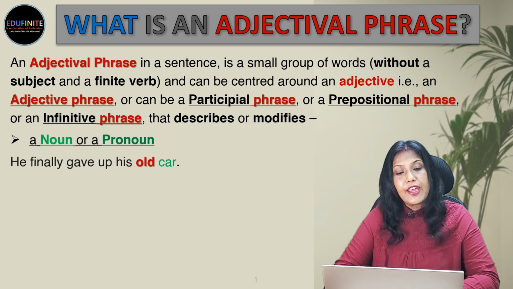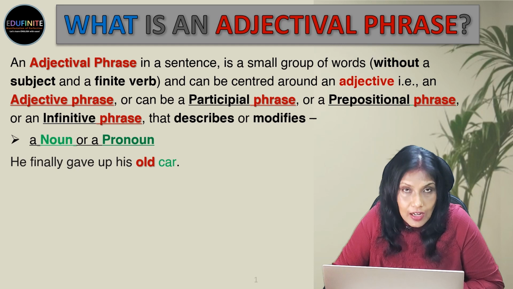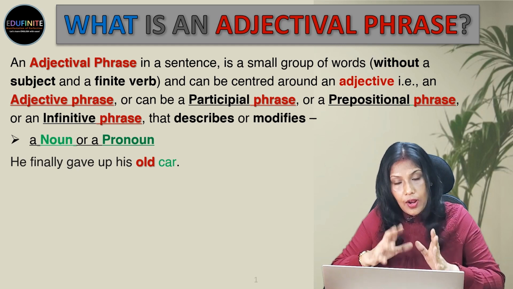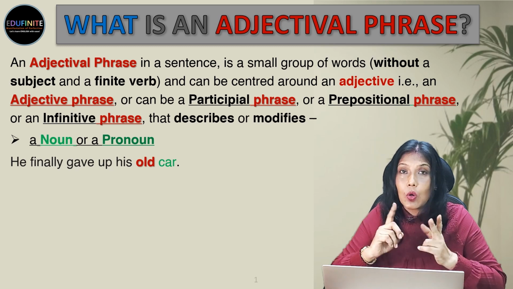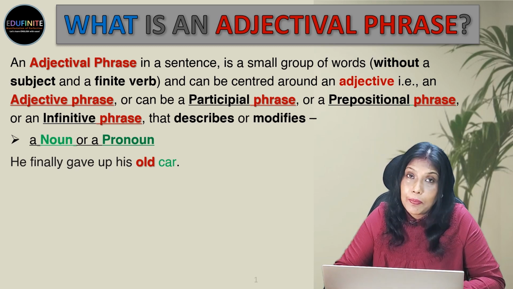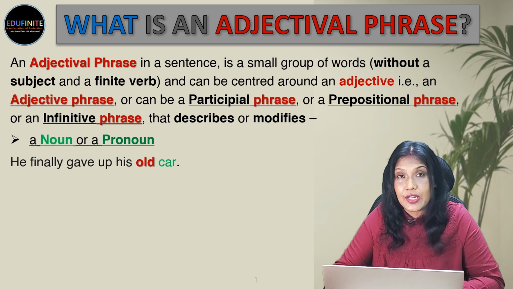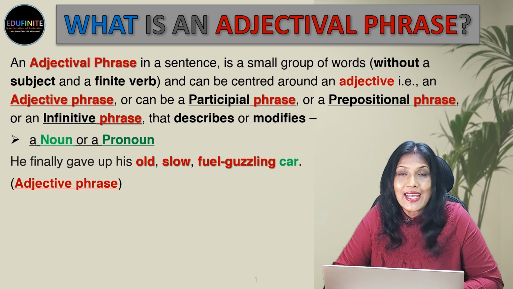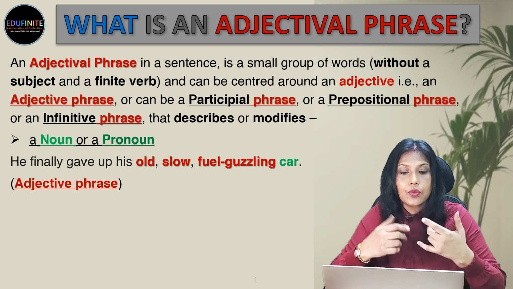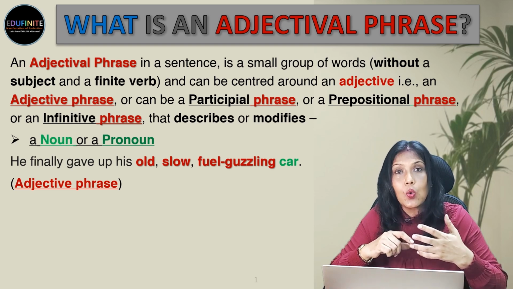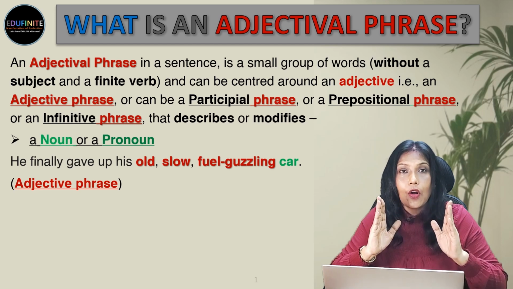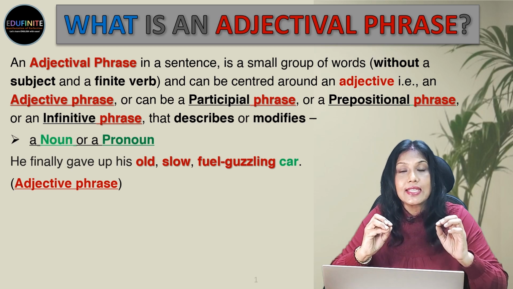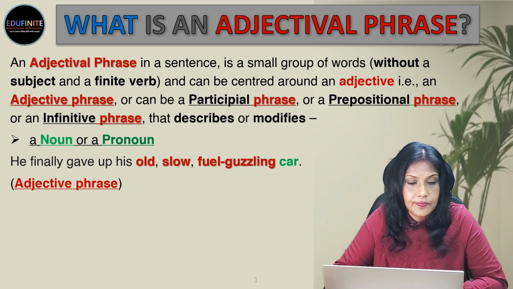So here, he finally gave up his old car. Now, old is a single word and it's describing the car. So this old is an adjective. Now we will replace it with a phrase, an adjectival phrase. He finally gave up his old, slow, fuel-guzzling car. So these 3 attributes, old, slow, and fuel-guzzling, are all adjectives. So this is an adjective phrase.